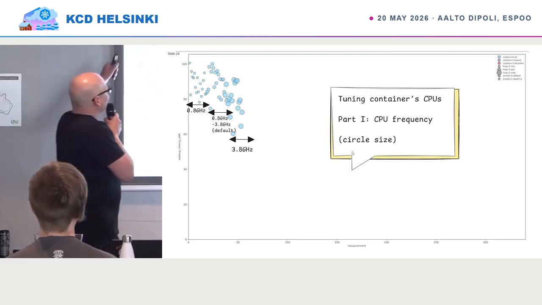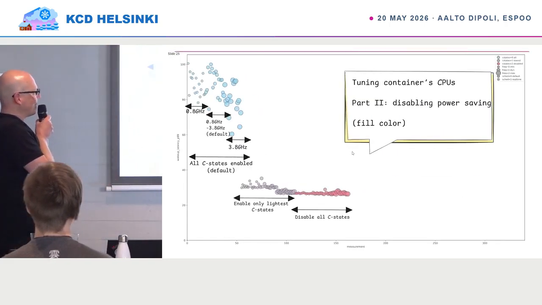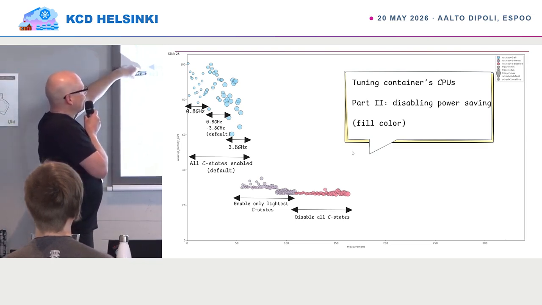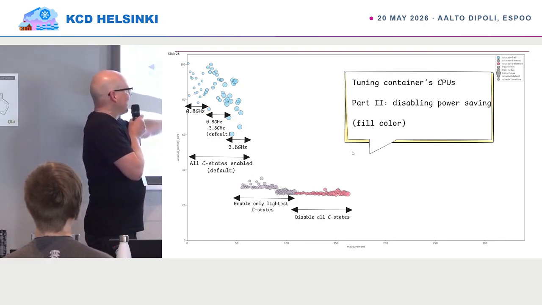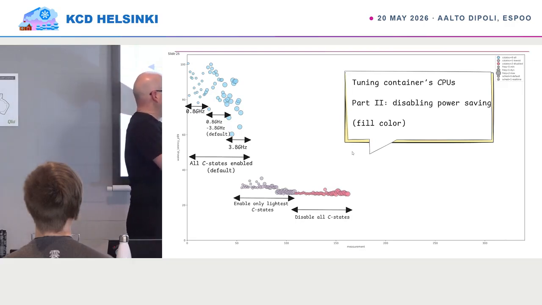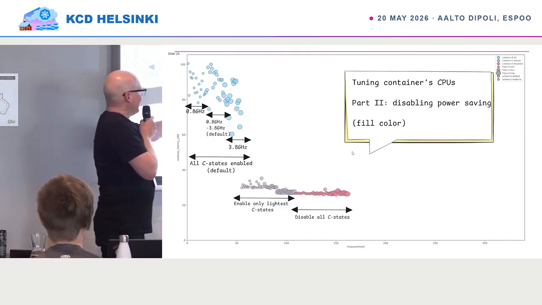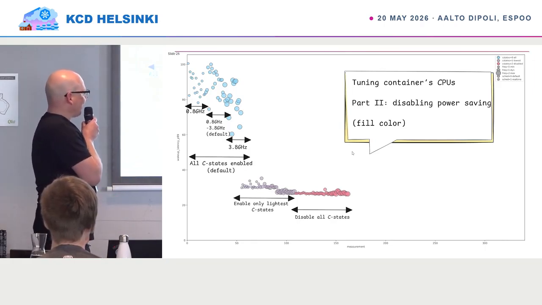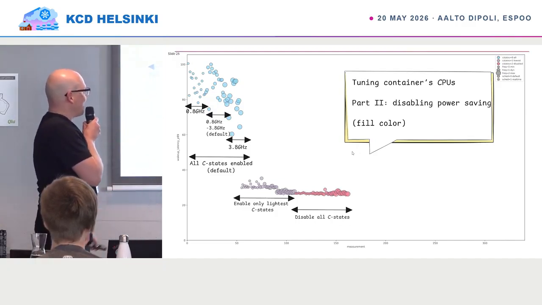Okay, then let's repeat these measurements in different C state, that is the power saving state configurations. So here we had all the power saving states enabled. What if we allow entering only the very lightest power saving states? Or what if we disable all power saving states? You can see that frequency matters. There's some differences, especially here in the lightest C state cases, if we alter the frequency. But if we disable all power saving states, then the frequency doesn't actually matter that much.